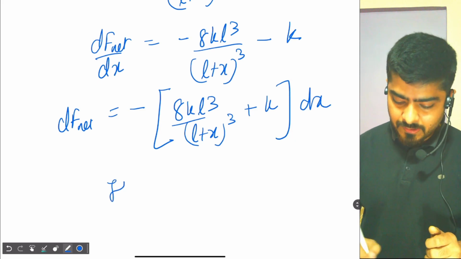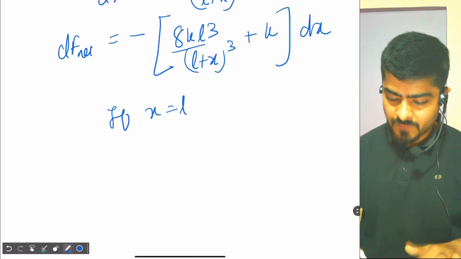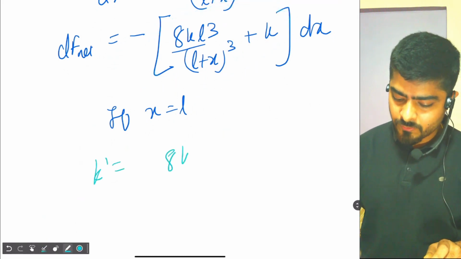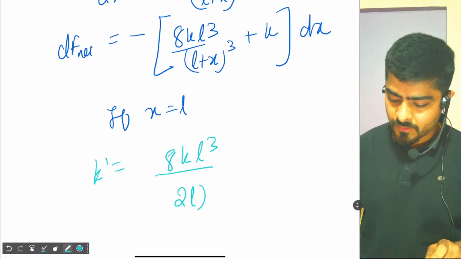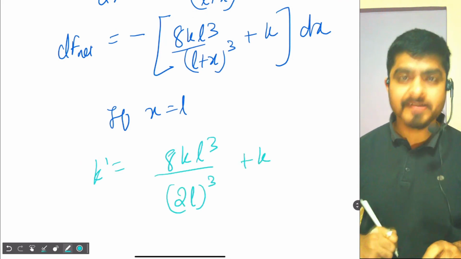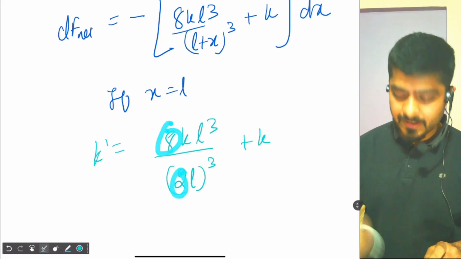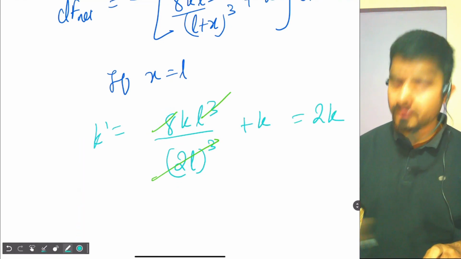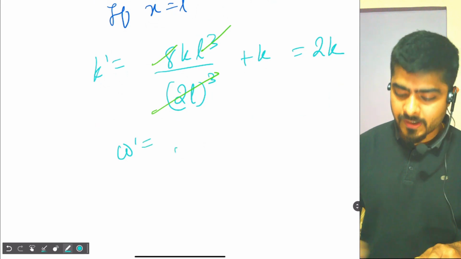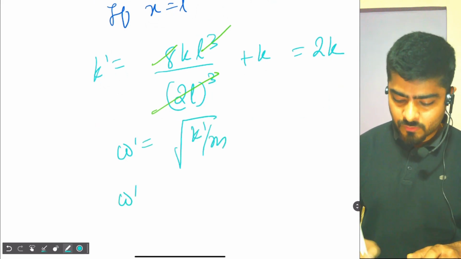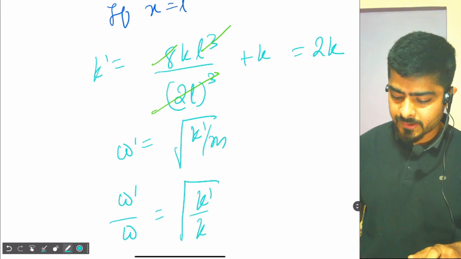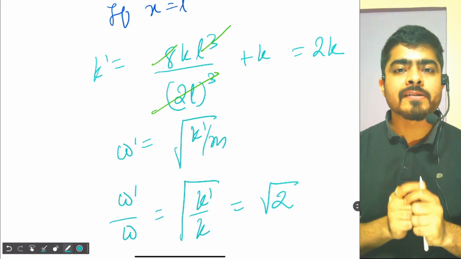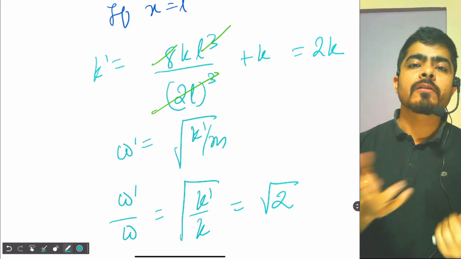If x is equal to L now, then what do you obtain? You will get this to be equal to k dash. So k dash will be equal to 8kL cube by 2L whole cube plus k. So 2 cube and 8 will cancel out. So we get k dash to be equal to 2k, and therefore omega dash will be under root k dash by m. So omega dash by omega will be under root k dash by k, so that will be equal to root 2. So the new angular frequency will be root 2 times the previous frequency.